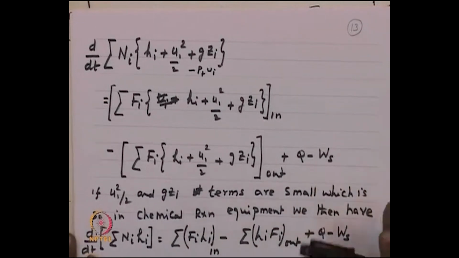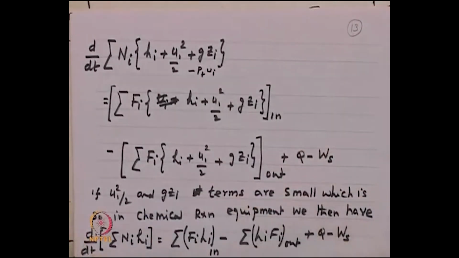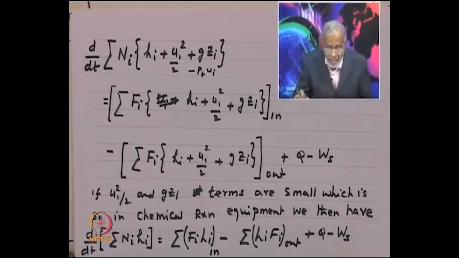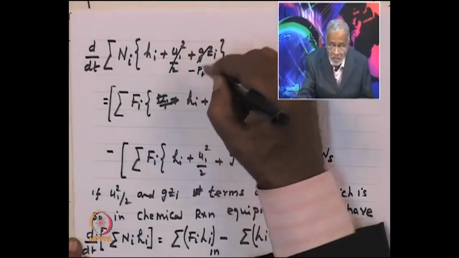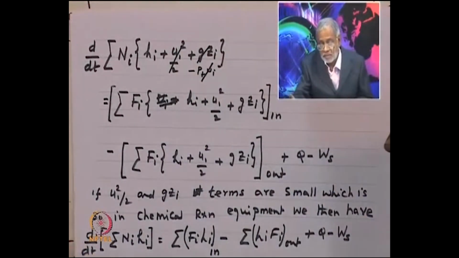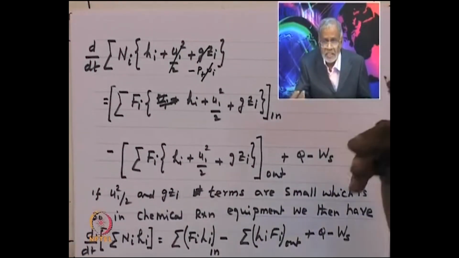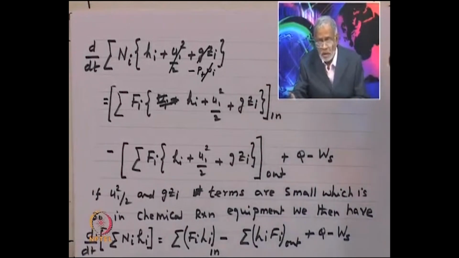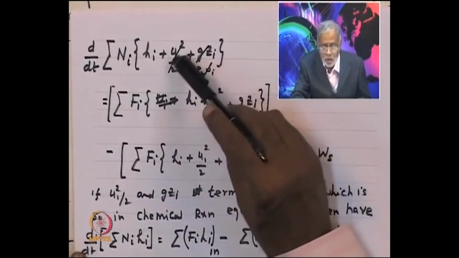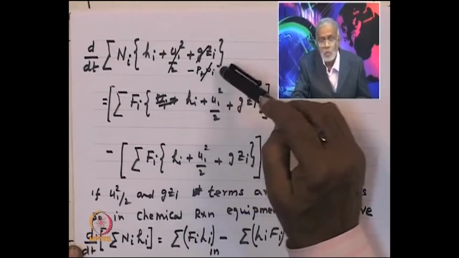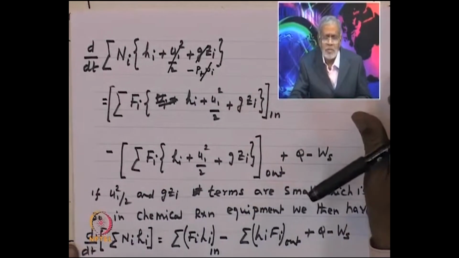Therefore, it is possible to look at the whole equation in a slightly simpler form by saying the following: on the left hand side, this term and these two terms are not very important, in the sense that the real energy associated with our chemical reaction is in Hi. Therefore, the terms ui squared by 2 Gzi and Pt omega I may not be very important.